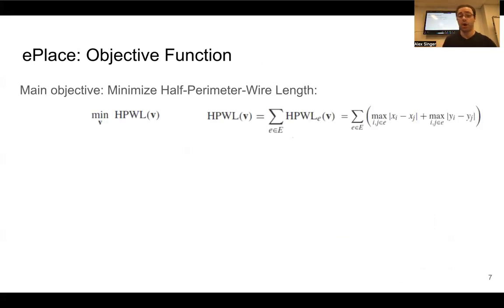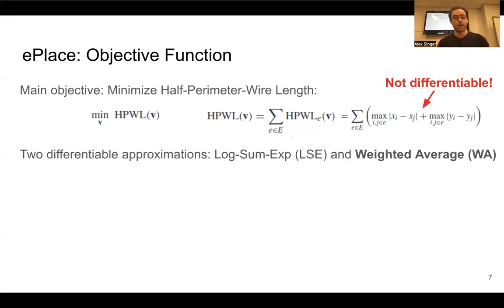And half-perimeter wire length can be written in this closed form as the sum of the maximum of the differences between all the positions in the connections in both the X and Y location. But there's a big problem here. That's not differentiable. So I can't use this in a nonlinear solver. So we need to turn this into a differentiable form by relaxing it. We do this using two different approximations. ePlace implemented both of them and lets you choose on the command line. You can either do the log sum exponent or the weighted average.